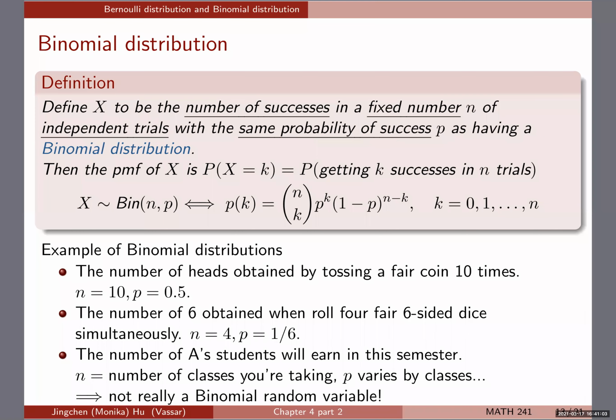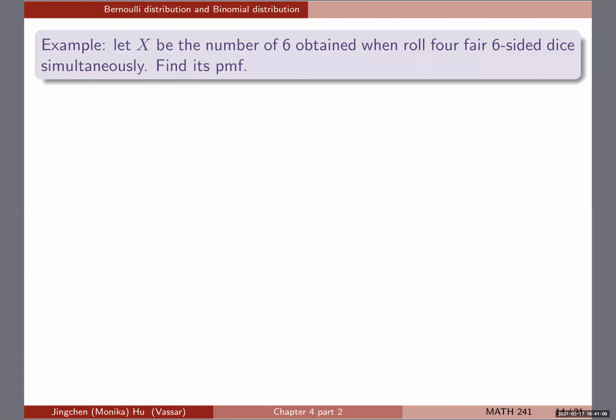Now let's figure out how we can find the PMF of a binomial random variable. X is the number of 6s obtained when you roll 4 fair 6-sided dice simultaneously, which goes back to one of the examples we just talked about. We start with N equals 4 and p equals 1/6. The PMF generically is p_k equals N choose k times p to the power of k, times 1 minus p to the power of N minus k, where k is an integer between 0 and 4.